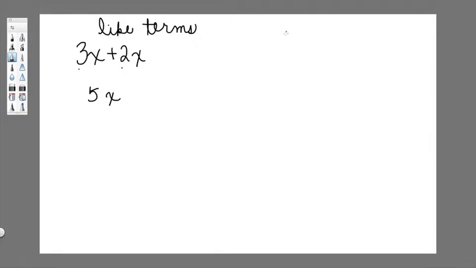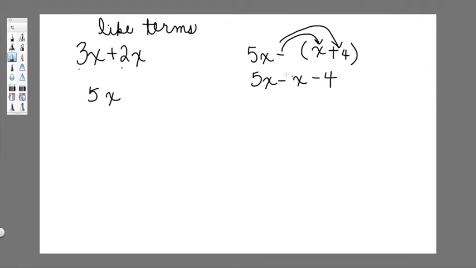5x. The second problem said 5x minus the quantity x plus 4. Remember, this negative out in front means to distribute inside the parentheses. So I'm going to distribute first, so I get 5x minus x minus 4. Now, remember, if a variable doesn't have a coefficient, it's always 1. So a positive 5x and a negative 1x gives me a positive 4x. And so I get 4x minus 4. So one of the skills that we're going to need to be able to do today is add like terms.